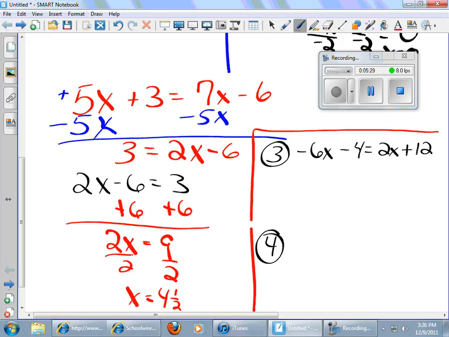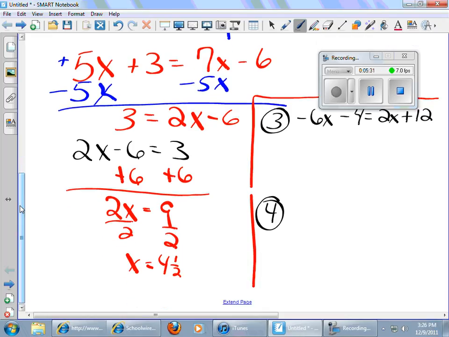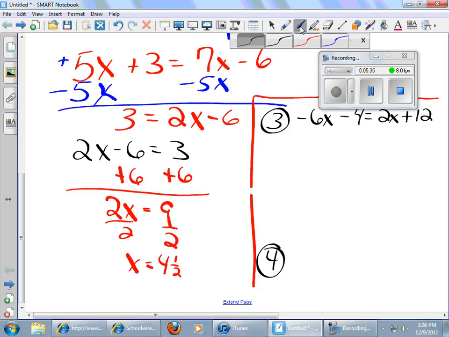Okay, I'm actually going to scroll down a little bit, give myself a little more room. And problem number 4 will be to do negative 3x plus 1 equal to negative 4x. Okay, go ahead and pause, see what you can do with those.